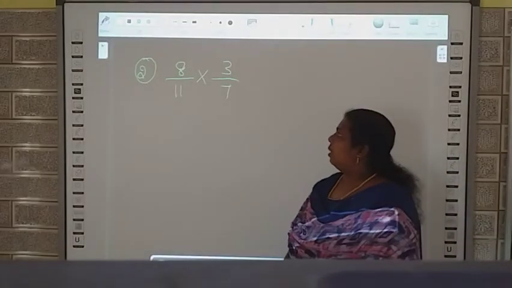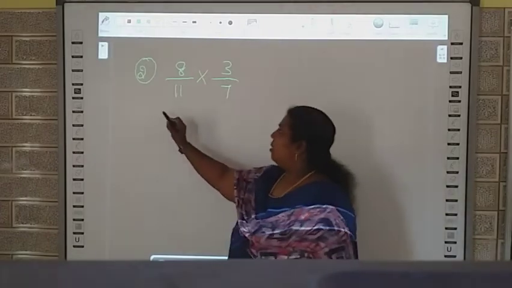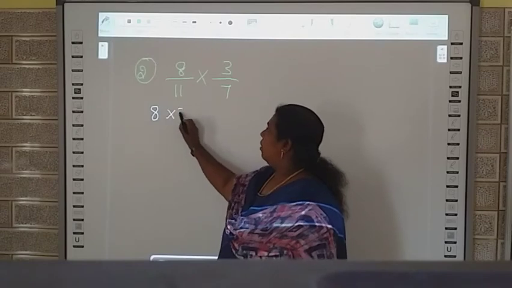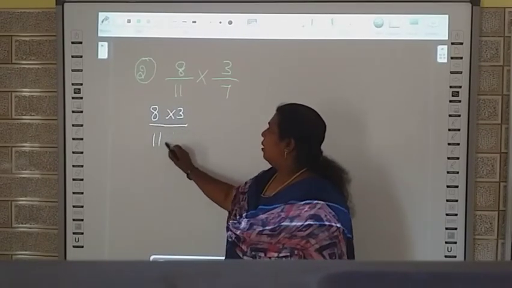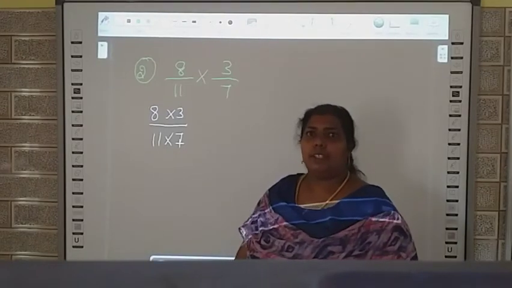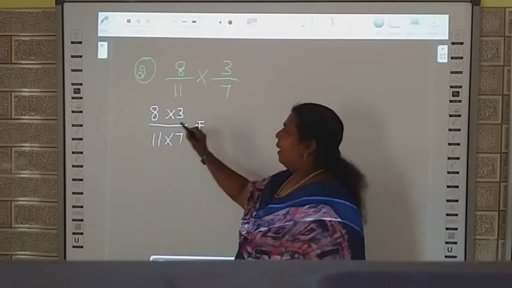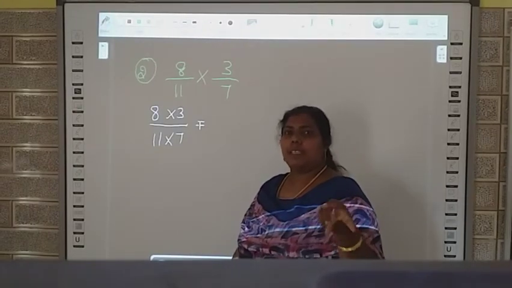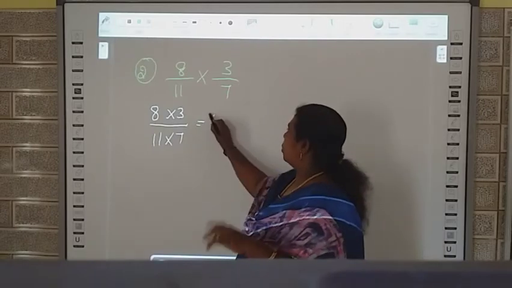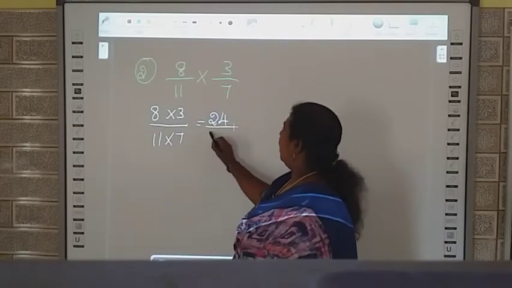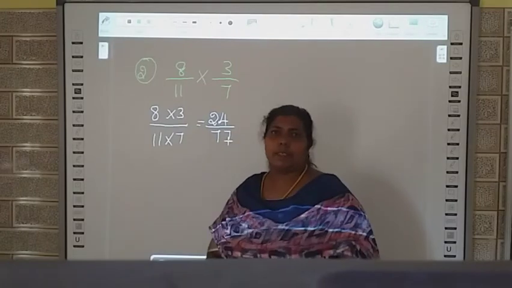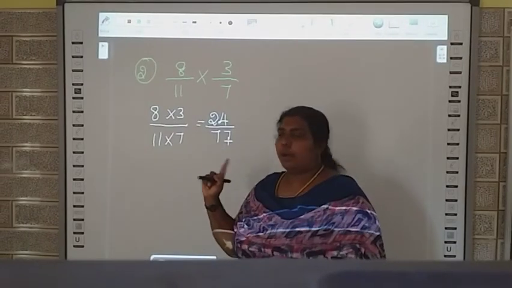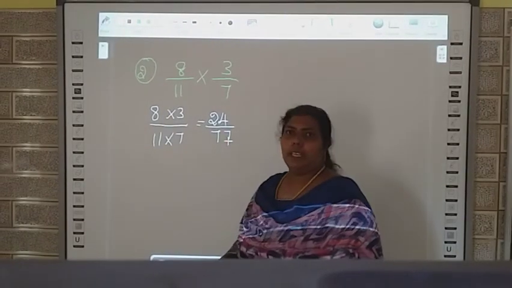See the next example: 8 by 11 into 3 by 7. First step, we multiply the numerators, right? 8 into 3 divided by 11 into 7. 8 times 3 is how much? 8 times 3 is 24. 11 times 7 is 77. So 24 divided by 77. Is this a proper or improper fraction? Proper fraction only.